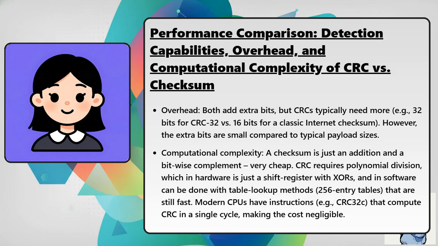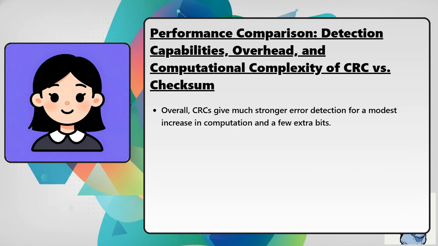Computational complexity. A checksum is just an addition and a bitwise complement, very cheap. CRC requires polynomial division, which in hardware is just a shift register with XORs, and in software can be done with table lookup methods, for example 256-entry tables that are still fast. Modern CPUs have instructions, for example CRC32C, that compute CRC in a single cycle, making the cost negligible. Overall, CRCs give much stronger error detection for a modest increase in computation and a few extra bits.